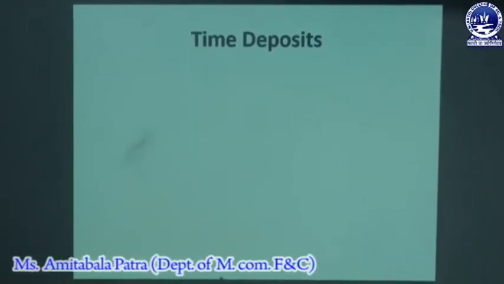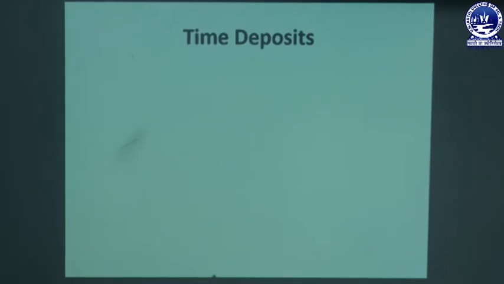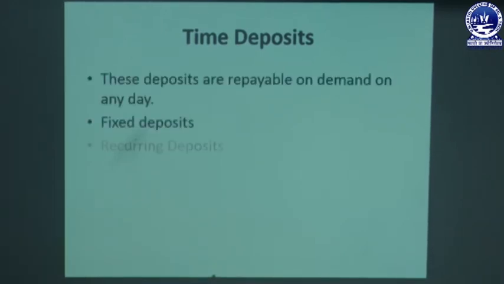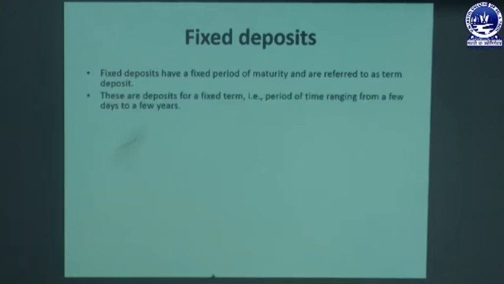Apart from the demand deposits, the other type of deposits that commercial banks take is the time deposit. So these are fixed deposits and recurring deposits. So what are these fixed deposits and recurring deposits? We will look into it. First is the fixed deposit, or FD as we say in short, and these fixed deposits have a fixed period of maturity and are referred to as term deposits. These are deposits for a fixed term, that is, a period of time ranging from a few days to a few years, and these are neither payable on demand nor do they enjoy check facilities.